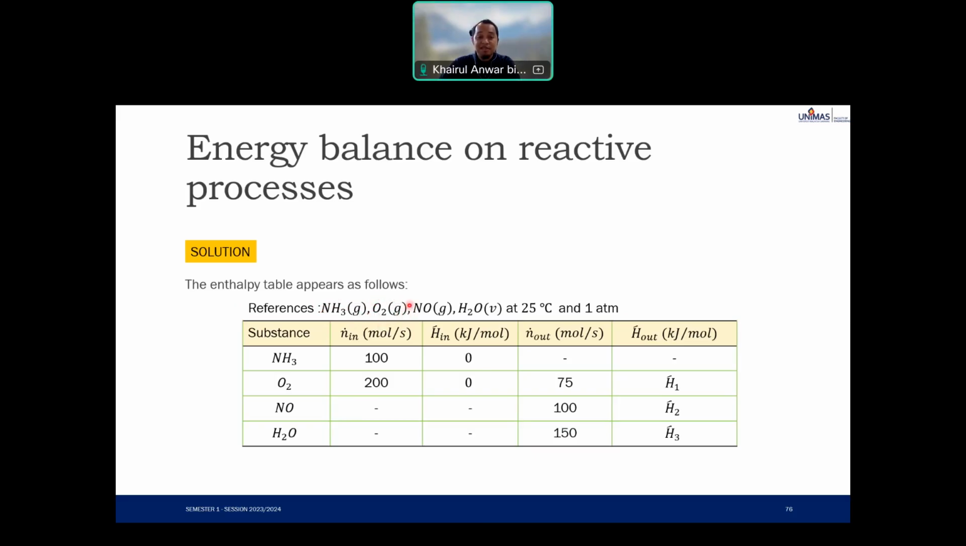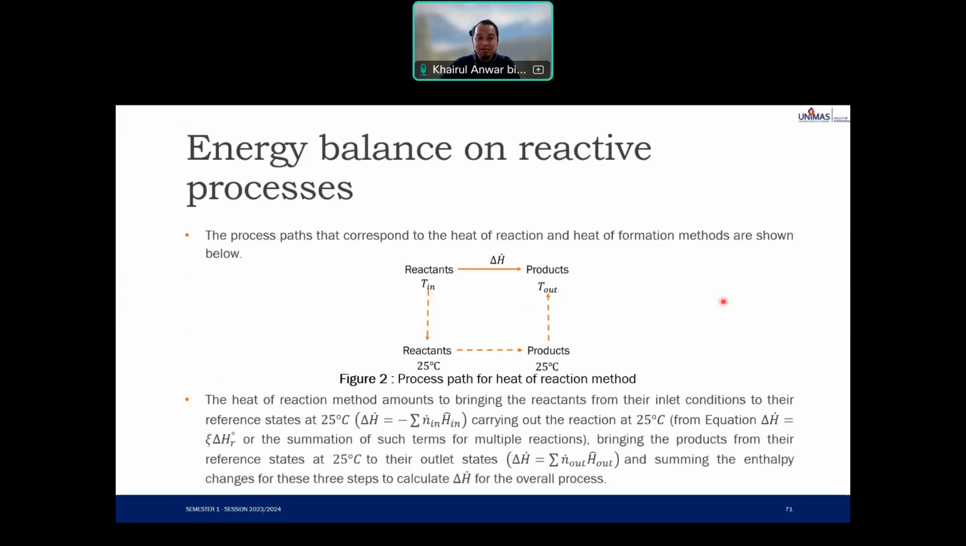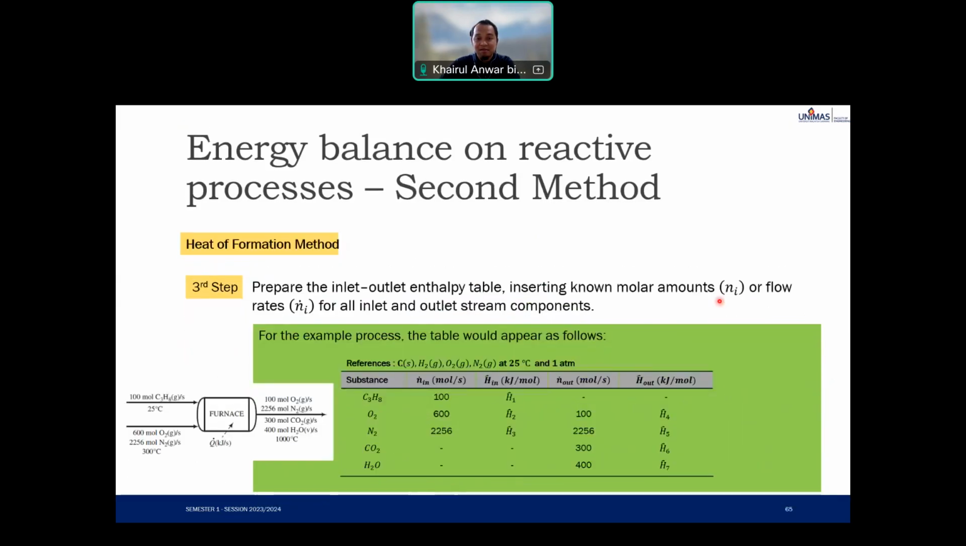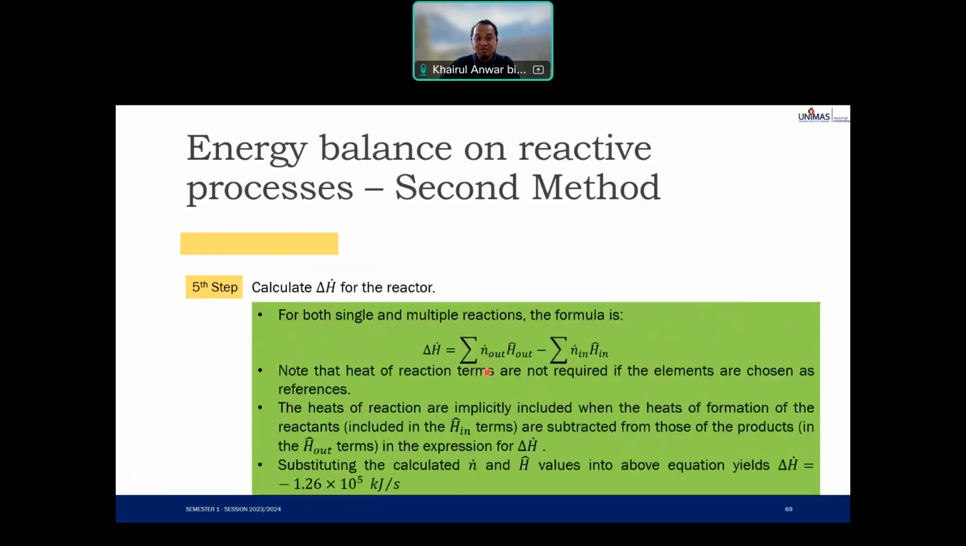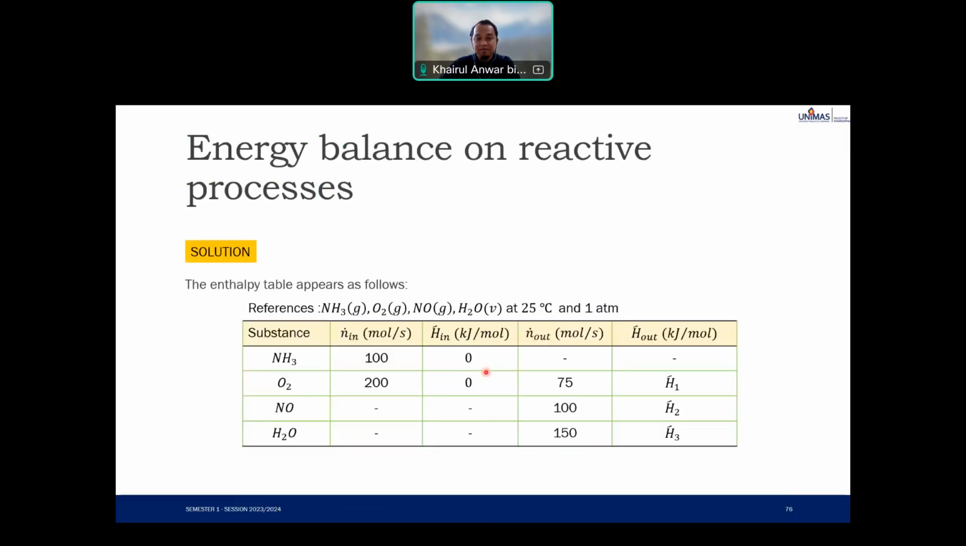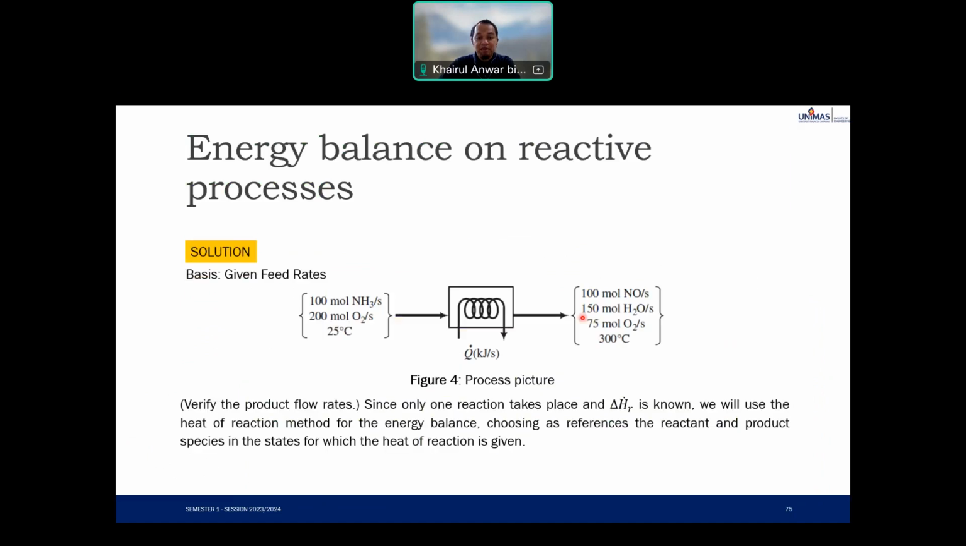This is an oxygen, so this is not elemental species. This is not elemental species. This is not elemental species. For elemental species, it should be N2 here, H2, O2, and C. Reference condition: 25 degrees C, 1 atm.